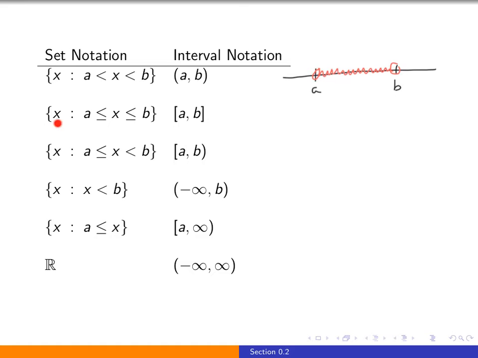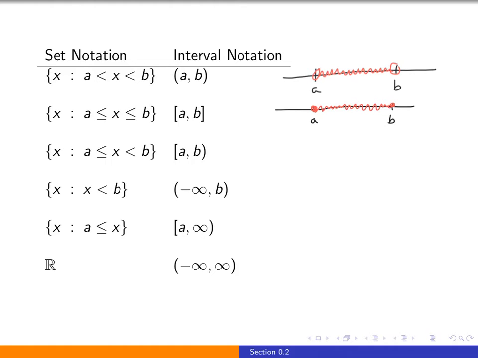Likewise, if you have all x such that a is less than or equal to x, less than or equal to b, that is the closed interval from a to b. So in terms of sketching this solution, it's very similar to what we have above, except now we are including the points a and b. So the circles that you draw there are closed, and then we shade everything in between.